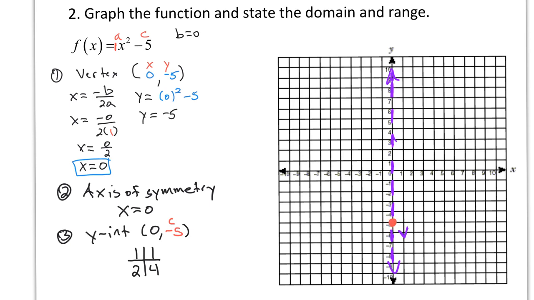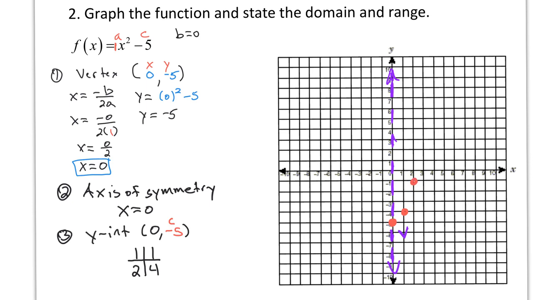You guys go to the vertex. So when I go from the vertex, 1 to the right, 1 up, I'm going to make a point right here. And then I go 2 to the right from the vertex and 4 up. So from the vertex, 1, 2, 1, 2, 3, 4.